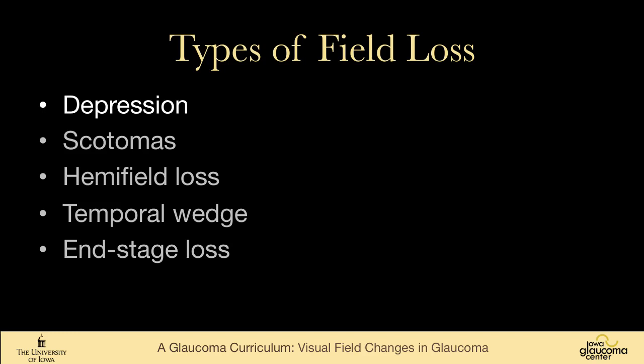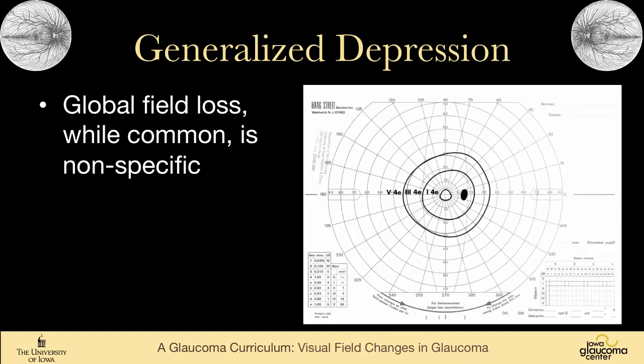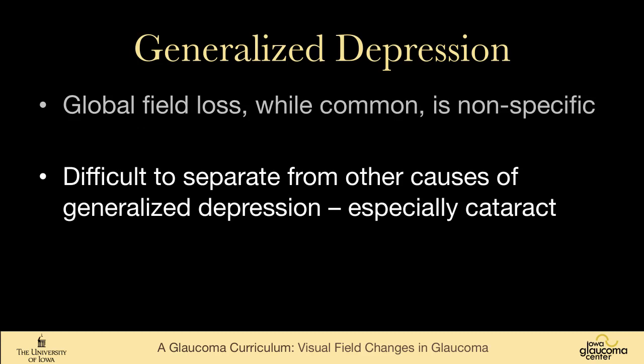So a really common thing with glaucoma is just depression of the visual field. And while that's common, it is really nonspecific, because if you saw a field like this one on the right, the most likely thing you would imagine is that this patient has a cataract. But you can have glaucoma that just leads to general reduction in sensitivity, as seen in an automated field here or in a manual kinetic field here. As I said, it's difficult to separate this from generalized depression from other causes, especially cataract or miosis or corneal edema.